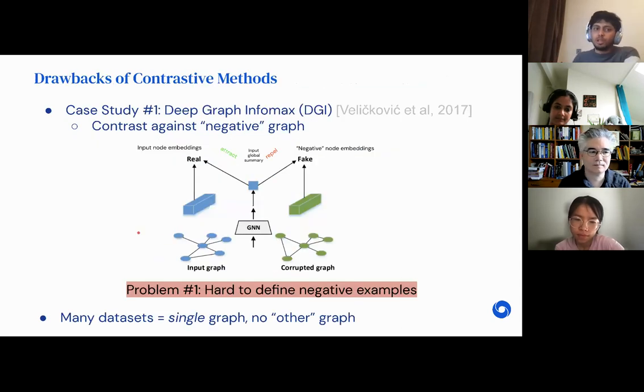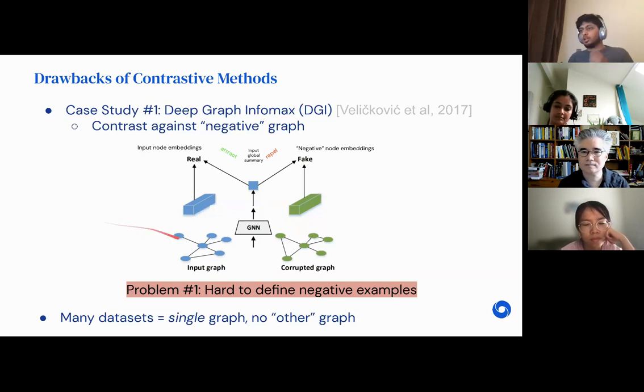So we can explain that by looking at some of the drawbacks of these contrastive methods through a couple of case studies. First we'll look at Deep Graph Infomax, or DGI, which was one of the first contrastive methods for graphs in this space. It's very inspired by Deep Infomax, the method for images. So the basic idea is to contrast against a negative graph, okay?